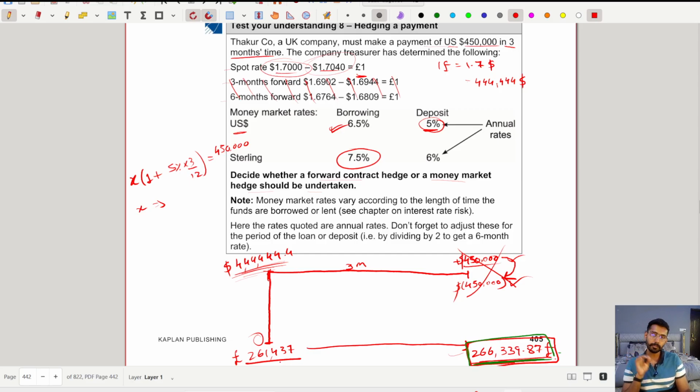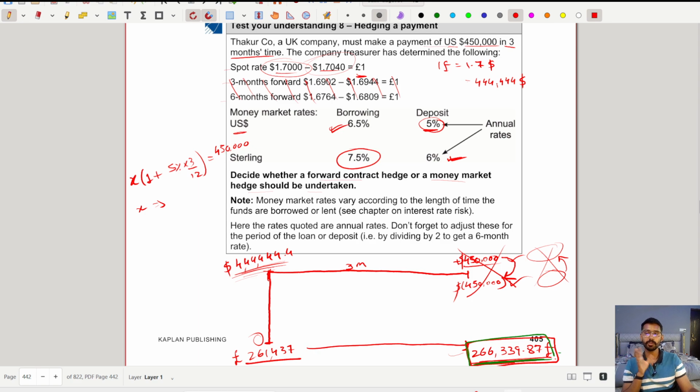This amount you will deposit in home currency. So this is the deposit rate, the home currency deposit rate. Using the home currency deposit rate, you will deposit it. Now in future, once the payment is received, you will use that payment to pay off your foreign currency borrowing. These two will be neutralized.